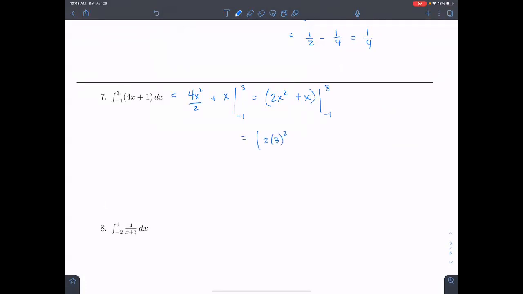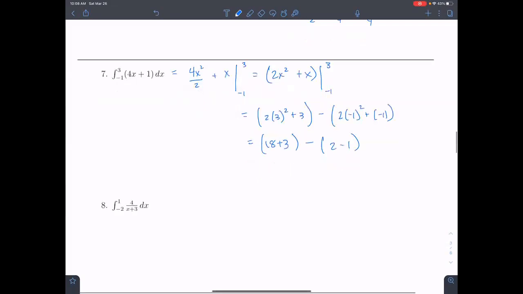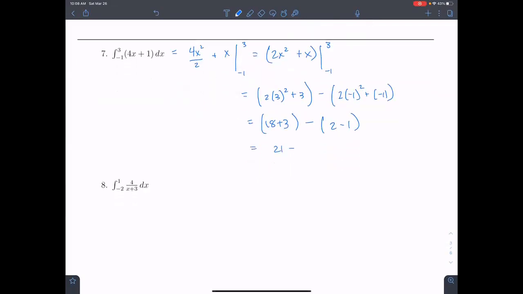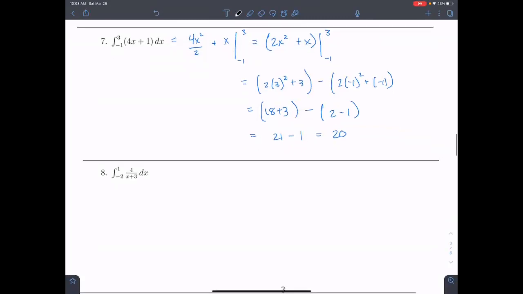So 2 times 3 squared plus 3 minus, and notice I'm putting the whole second piece in parentheses so that I remember to apply that negative to everything over there, that minus sign. Okay, so 9 times 2 is 18 plus 3 minus, that's 2 minus 1. So 21 minus 1, which is 20. That matches what I have. All right, which doesn't say much of anything, except I did the same thing twice.